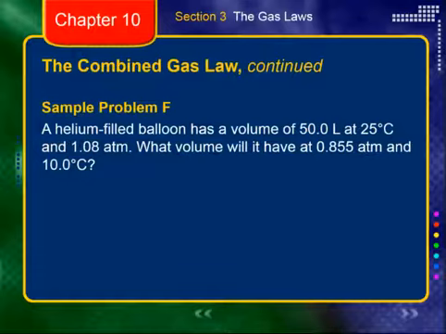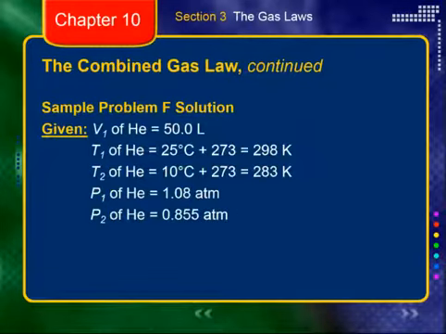So let's move on to a sample problem. A helium-filled balloon has a volume of 50.0 liters at 25 degrees Celsius and 1.08 atmospheres of pressure. What will the volume be if we change the pressure to 0.855 atmospheres and 10.0 degrees Celsius? So, look at all these things that we know. Now, we remember that temperature has to be on the Kelvin scale, so we're going to add 273 to both of those degrees Celsius values, and we have 298 K and 283 K.